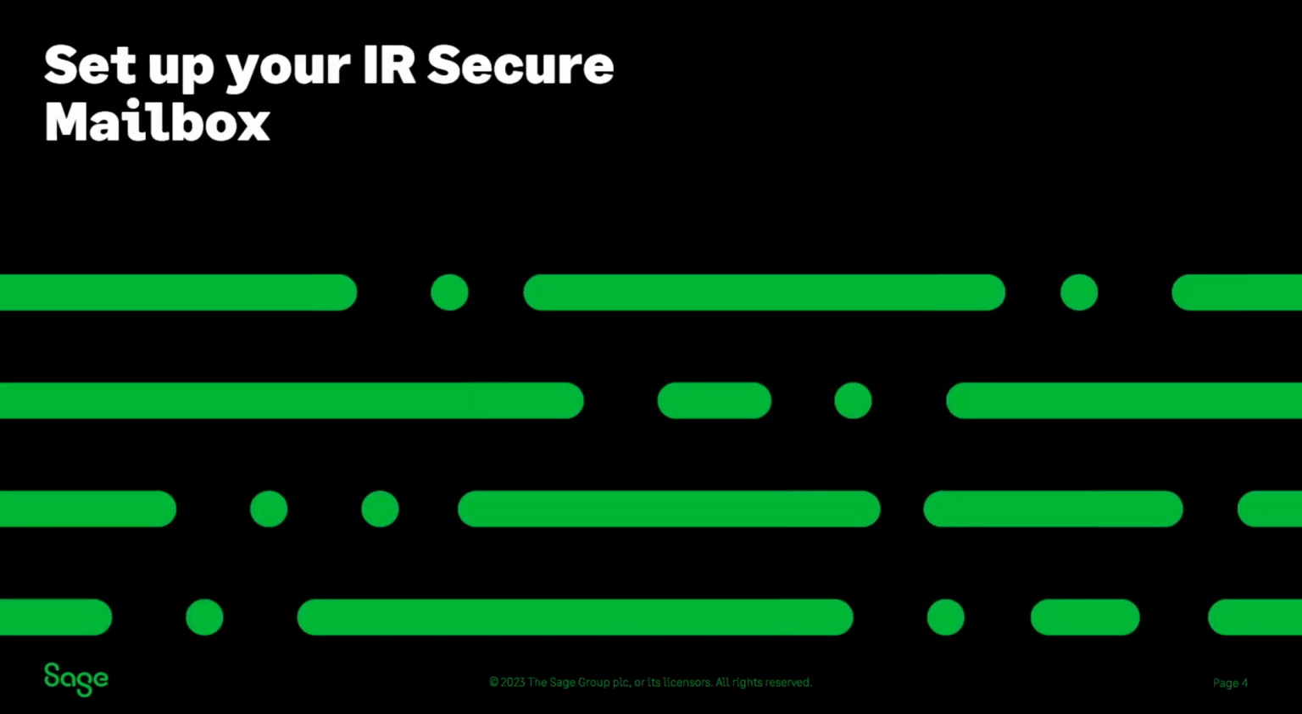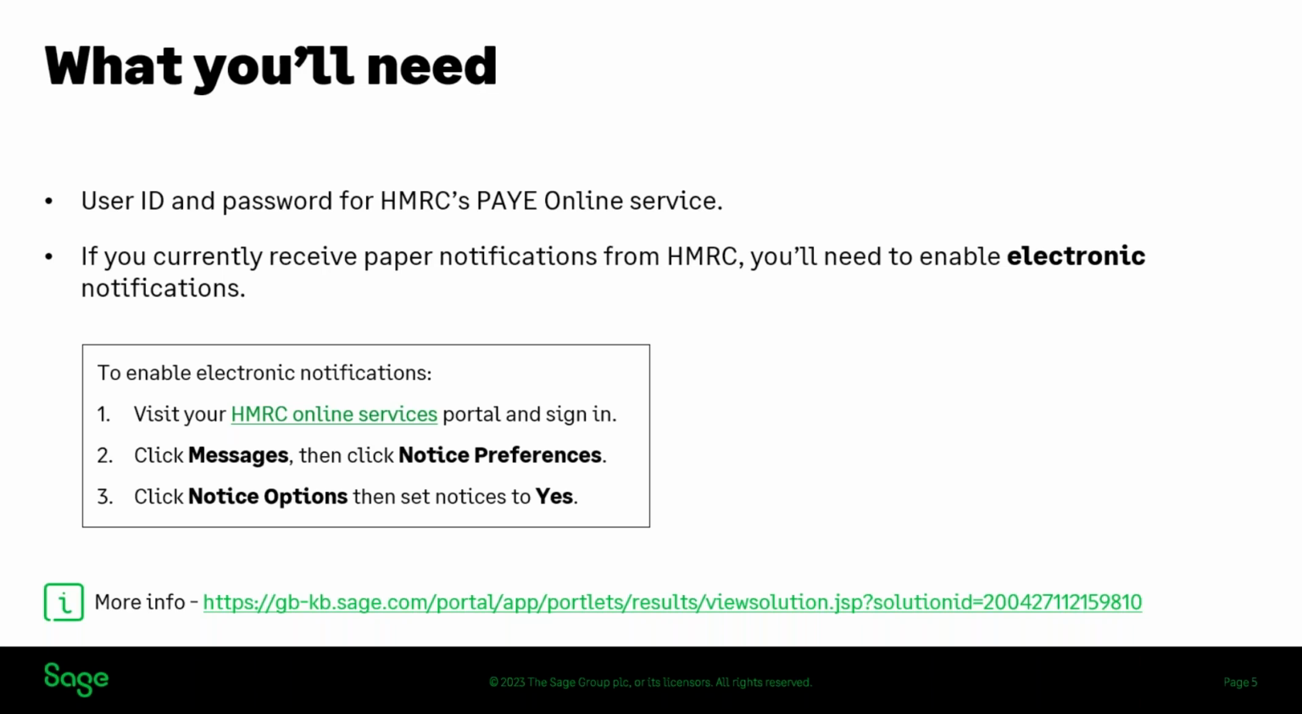So we'll start with setting up the Secure Mailbox. And first thing I want to do is run through what you'll need in order to do this. So 2 things need to happen. You'll need your user ID and password that are used for HMRC's PAYE online service. The good news is this should already be stored within your program, as it's also used to do your RTI submissions. And secondly, if you currently receive paper notifications from HMRC, so if you still get your tax code notices in the post, you will need to enable electronic notifications.